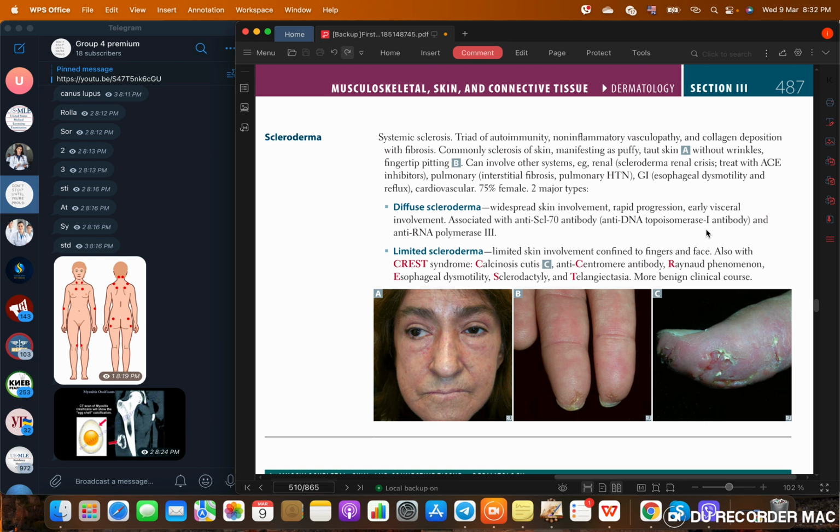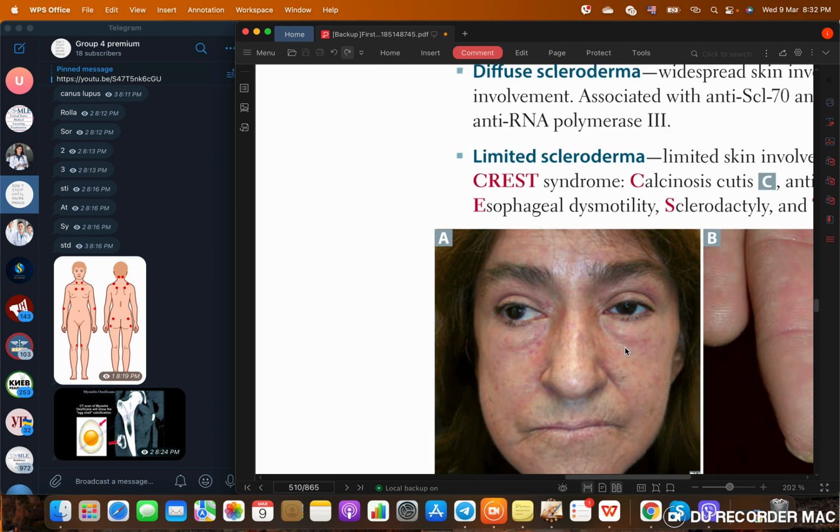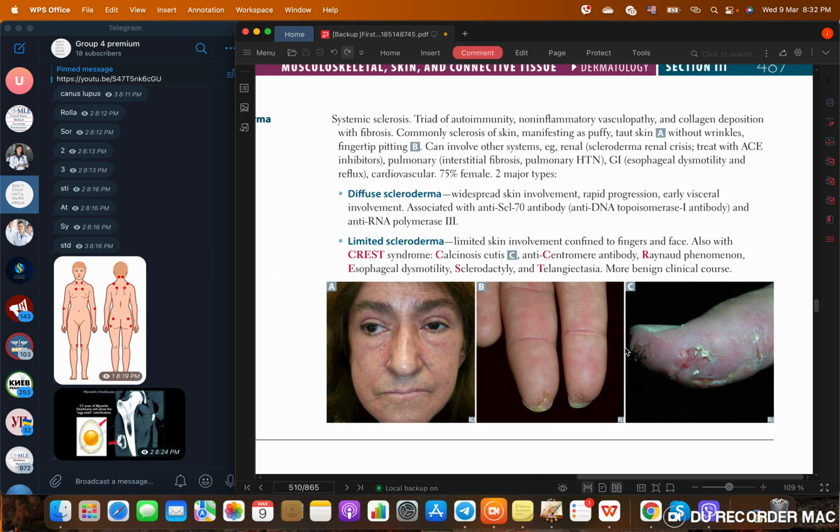It's commonly sclerosis of the skin, manifesting with puffy taut skin, as you can see here. Look, do you feel that if this patient tries to smile, it's difficult for her? Their mimicry, their face, doesn't have wrinkles. Look, she looks like she's had Botox, no wrinkles, right? But at the same time, she cannot smile normally. So that is basically what taut skin means, without wrinkles. Fingertips will have pitting, as you can see, there are pits in their fingertips, and it can involve other organs such as the kidney, which can be the cause of death. So it can lead to scleroderma renal crisis, and you treat it with an ACE inhibitor because it's nephroprotective.